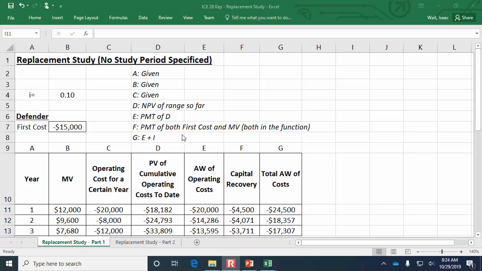The formula here where it says E plus I, that's supposed to be E plus F. So that's total is the sum of the operating and the capital recovery. So the two components go together for the total cost.